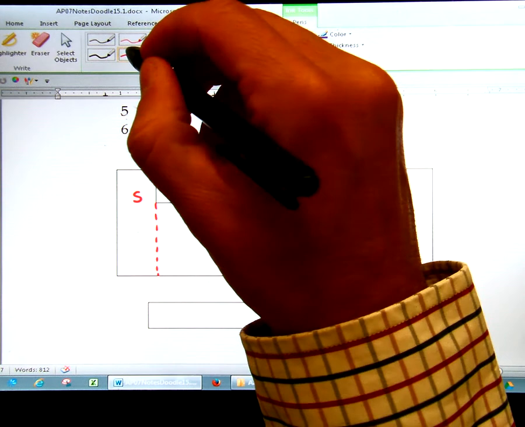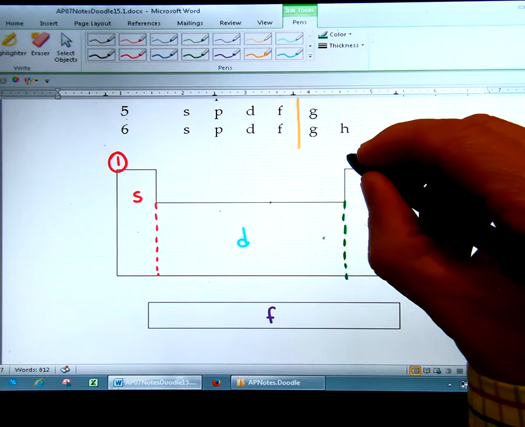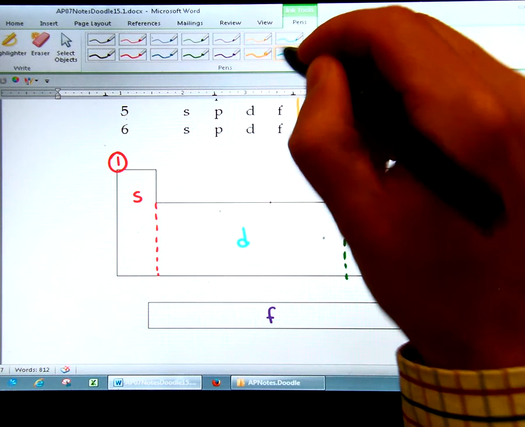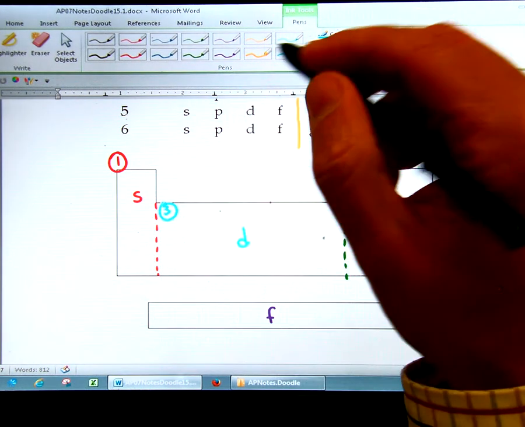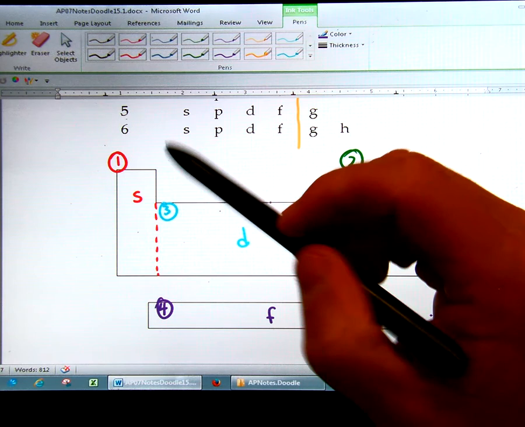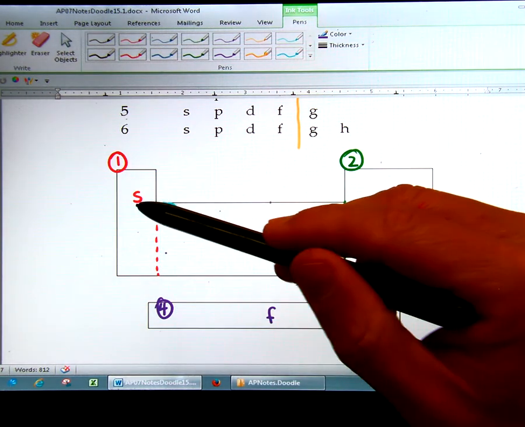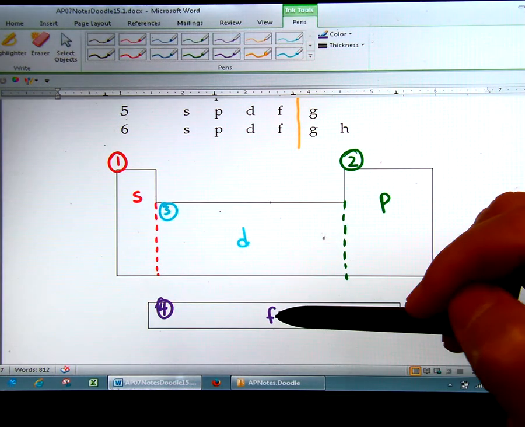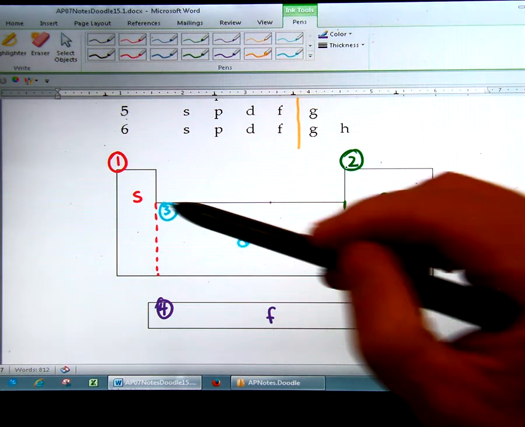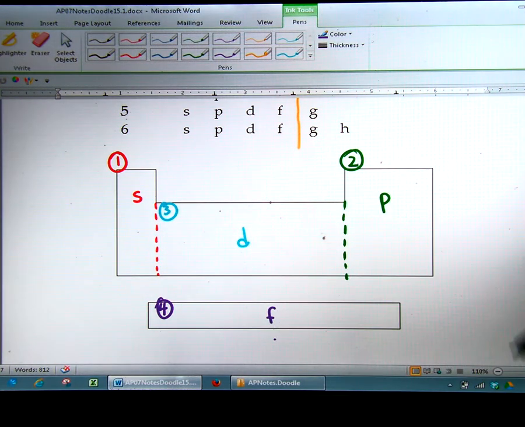All you have to remember the order is that S starts with 1, P starts with 2, D starts with 3, and F starts with 4. So it goes 1, 2, 3, 4, S, P, D, F. If you can just understand that, 1, 2, 3, 4, S, P, D, F, then that'll really help you on the next page.